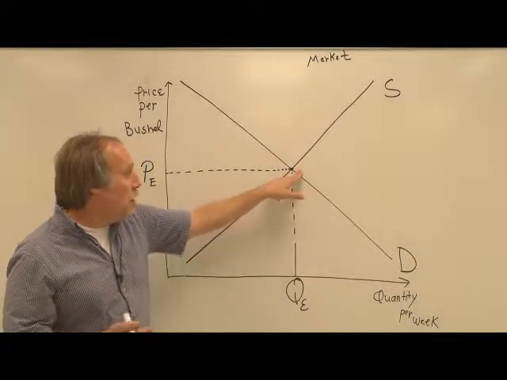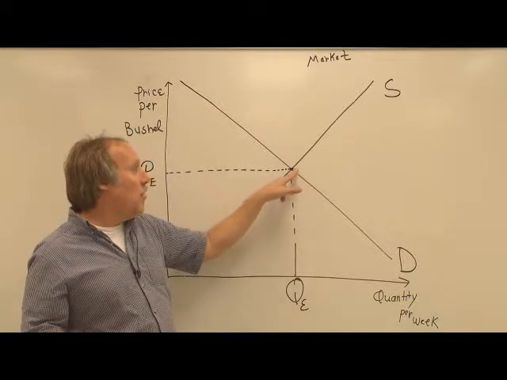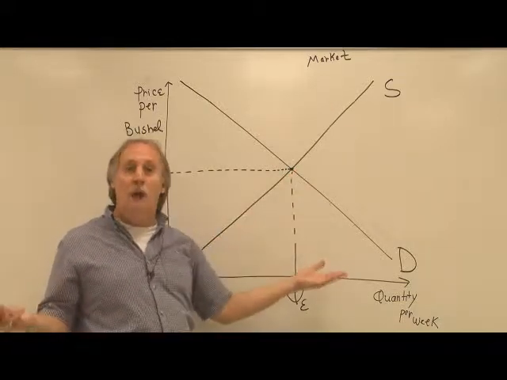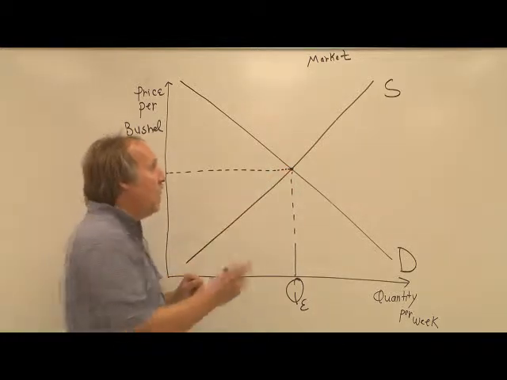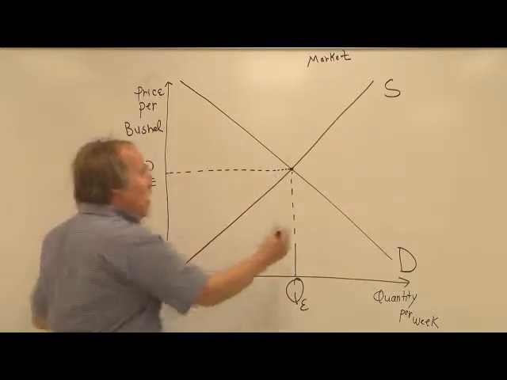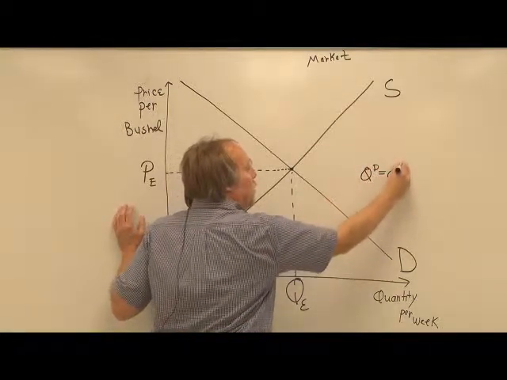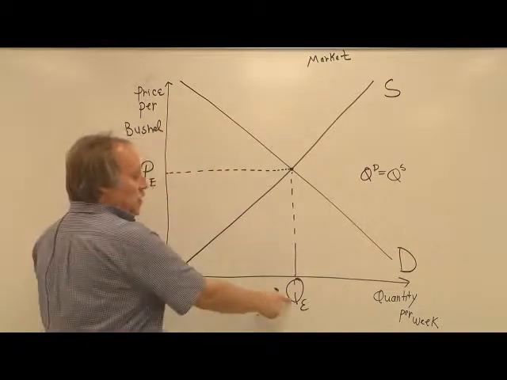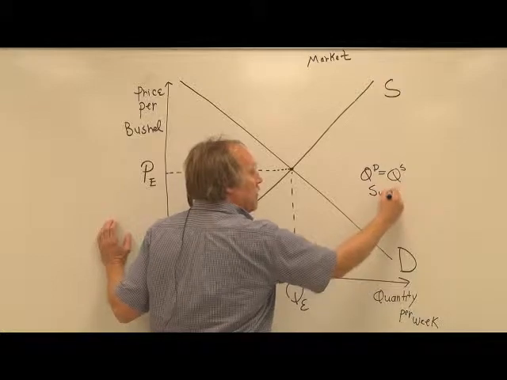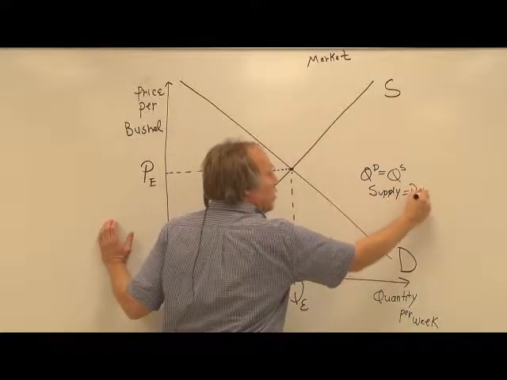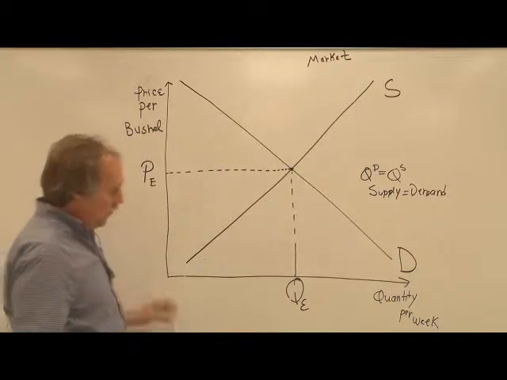This is also where supply equals demand. You may see supply and demand are equal, or you may see quantity supplied is equal to quantity demanded at this intersection where they intersect. So at PE, you'll have quantity demanded equal to quantity supplied, and that is whatever this amount is here. Or you may see supply is equal to demand. That's where the two curves intersect. So that's the equilibrium quantity.